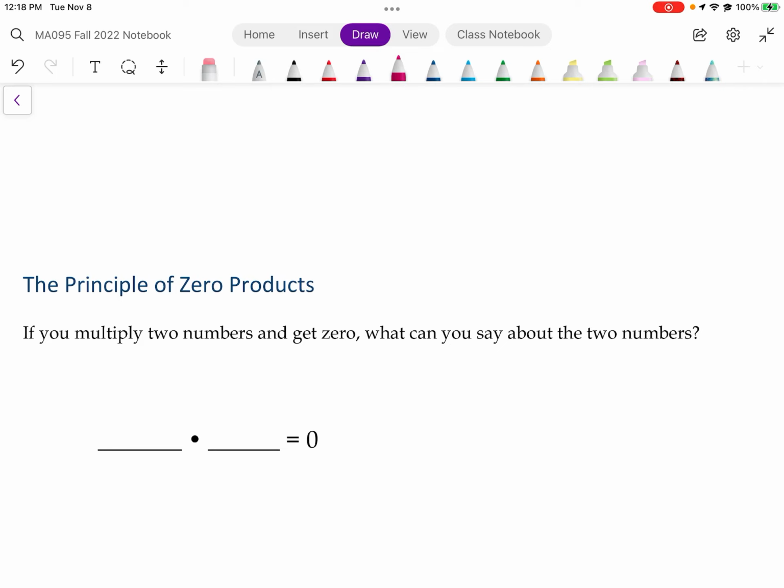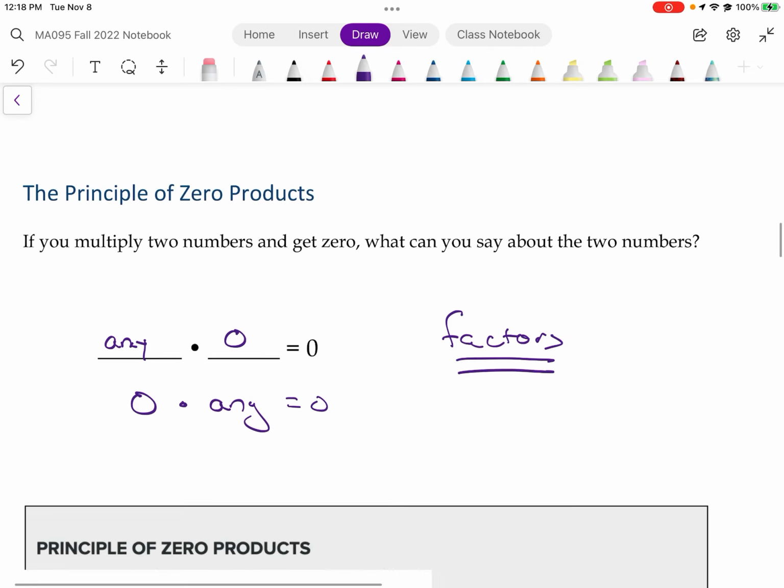This is why we're so caught up in factors in algebra, right? We want to find the factors because if you take anything times 0, you get 0. So either one of the factors could be 0 and you would get 0. So 0 times any number, again, equals 0. It doesn't matter what order. As long as you've got factors, and that is the key, two things multiplied together, not added, multiplied.